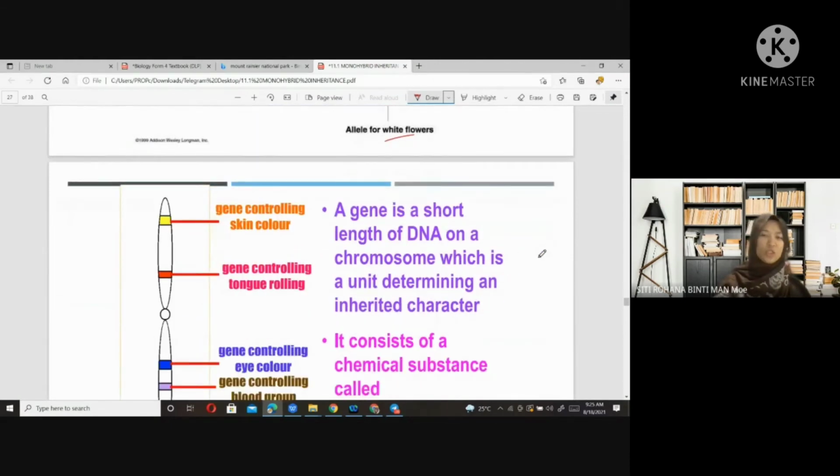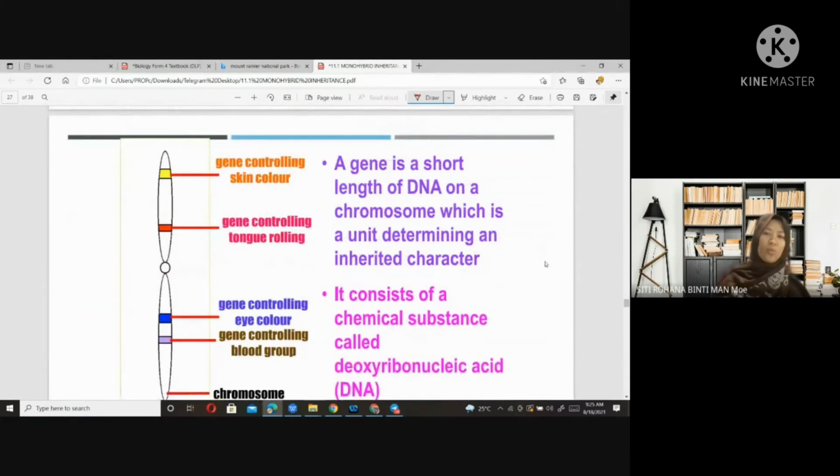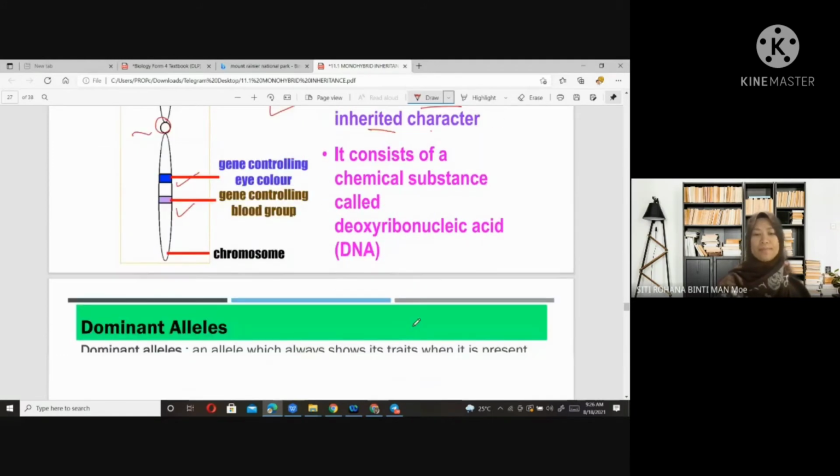So a gene is a short length of DNA on a chromosome which is a unit determining an inherited character. Nampak? Gene controlling skin color, gene controlling tongue rolling, gene controlling eye color, controlling blood group. So this is a chromosome. Okay, there are many types of gene on specific locus. So hopefully boleh faham. So it consists of a chemical substance, DNA.